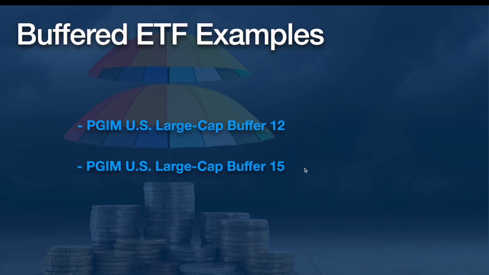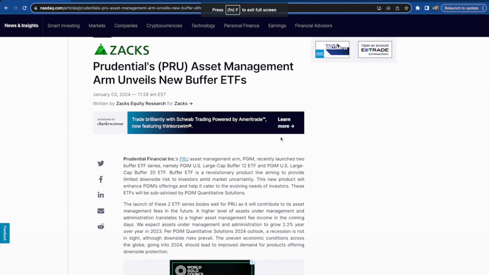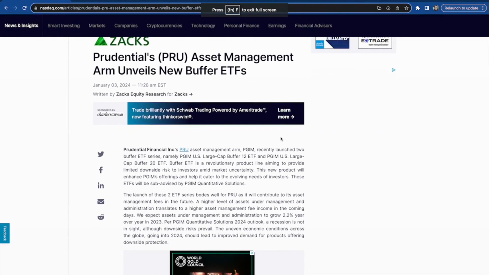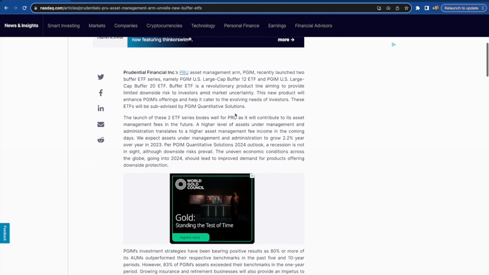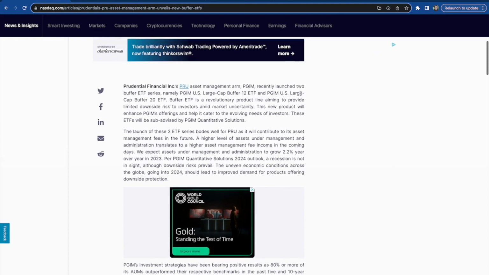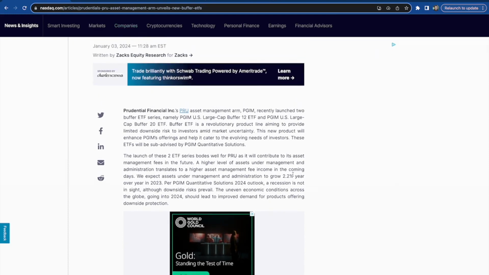Recently, just a few weeks ago, Prudential launched 2 different buffer ETFs, US Large Cap Buffer 12 and Buffer 15. If you look at the Prudential news around this, we go to Nasdaq.com. You can see here Prudential's asset management arm recently launched 2 buffer ETFs. This is the news from January 3rd, 2024.